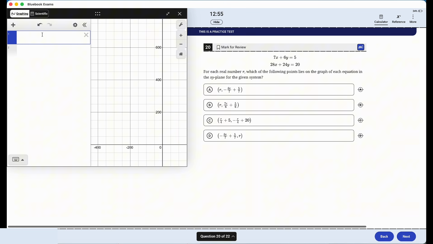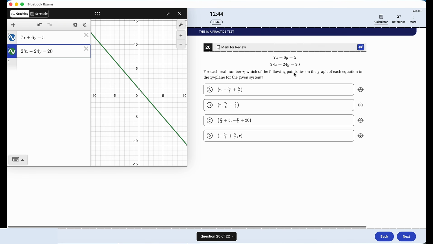This one's a silly one. And again, if this is something you haven't seen before, you'll probably overthink it and get it wrong, but it's actually pretty simple. If you put this into Desmos, you see a line, and it's the same line. This is like infinite solutions because they're the same exact line. Now, this question is actually really simple. It's telling you which point lies on the graph. So one of these literally has to be on our graph.